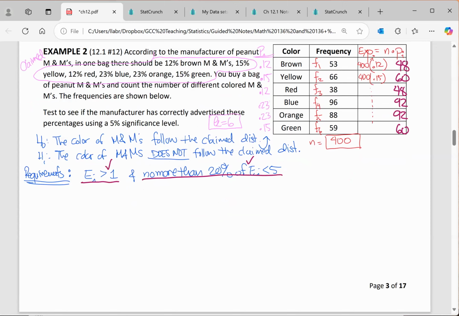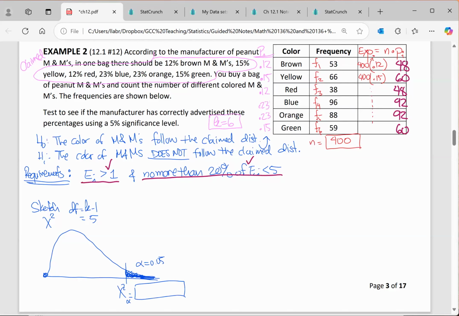So let's go ahead and sketch our chi-square distribution with degrees of freedom equals k minus 1. So it's going to be 5. And remember that the chi-squared goodness of fit test is always a right tail test. So make sure that you only get the right tail. Alpha is 0.05, chi-squared sub alpha. And go ahead and find the critical value.